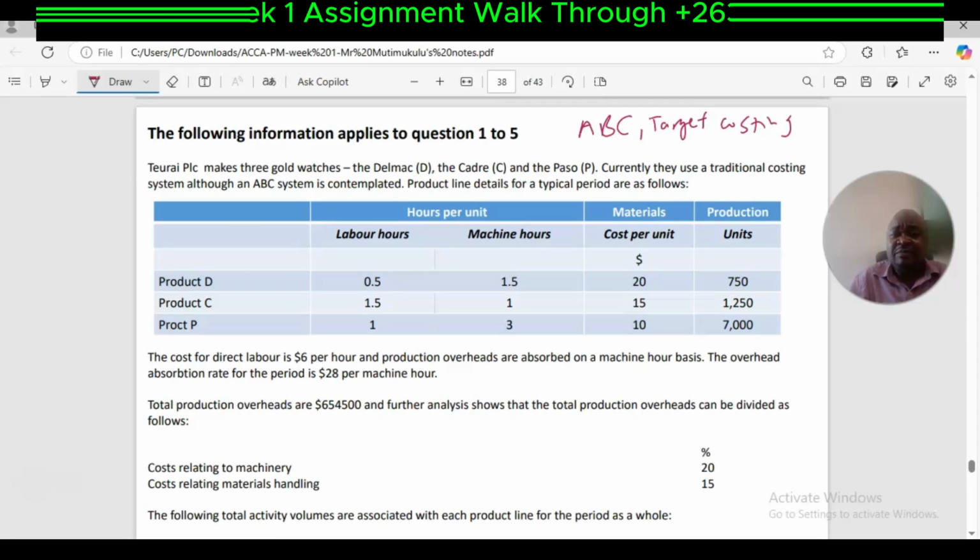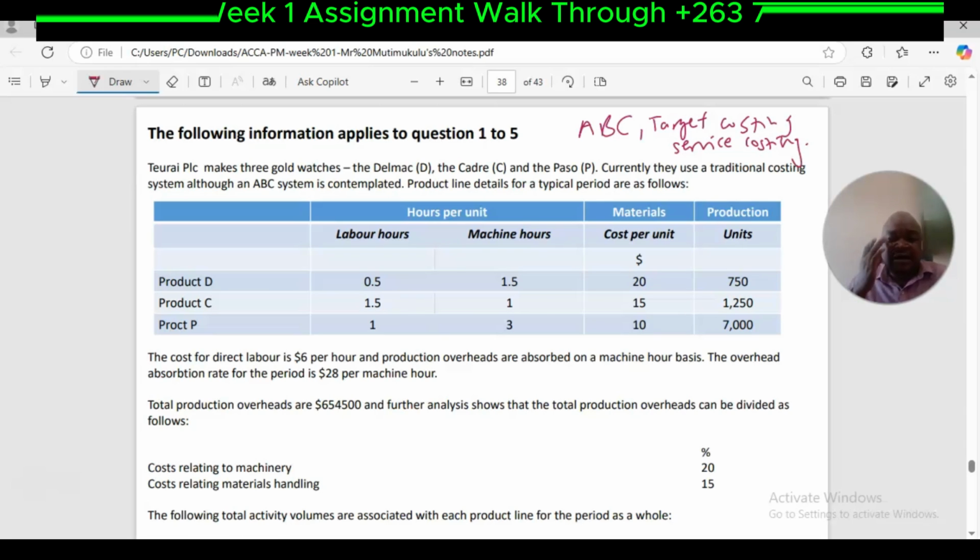We also touched a bit of service costing, and some models, the cost plus and so forth. Those were just nuances which were being encountered here and there. But our main focus was on ABC as well as target cost.